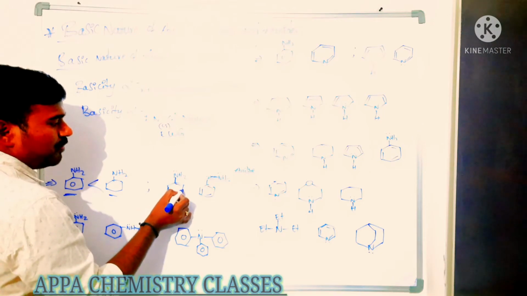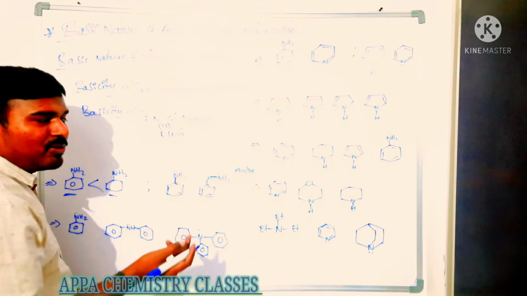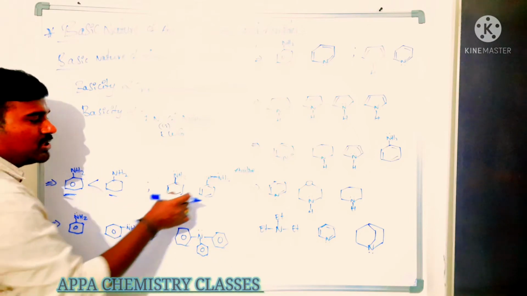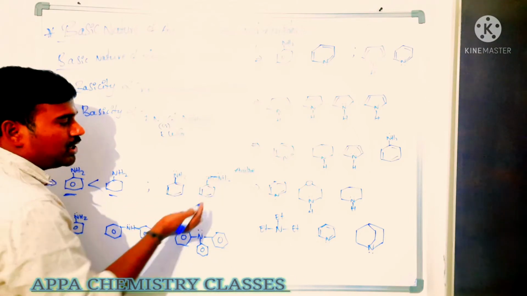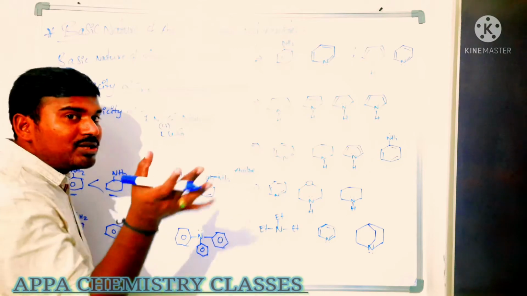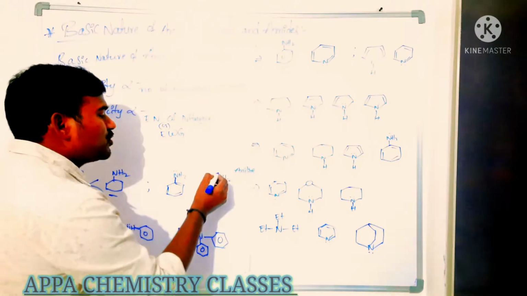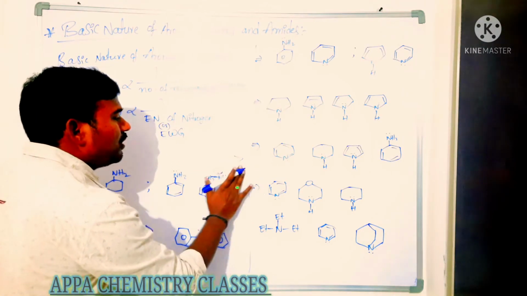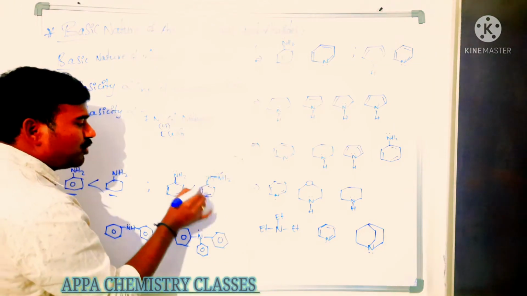So or else pi bond, sigma, pi. Then it is said to be what? Conjugation. Here conjugation is there. But there is no conjugation here. This lone pair of electrons is not involved in resonance, so it can easily donate that pair of electrons. So it is the more basic one.